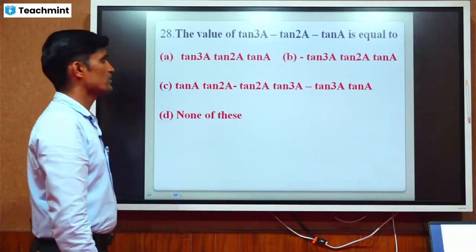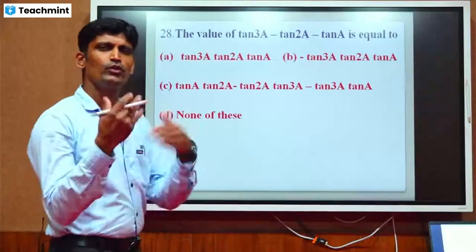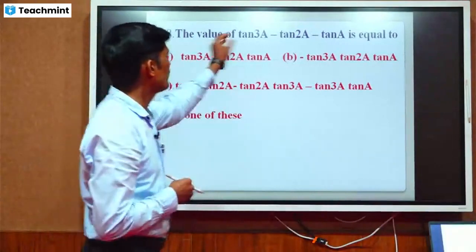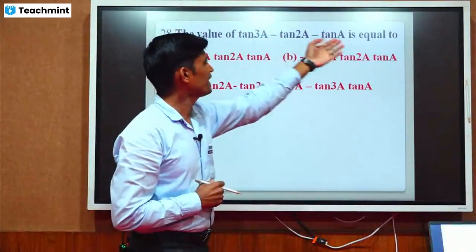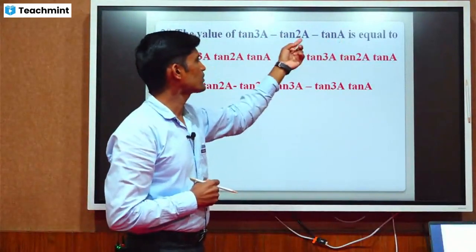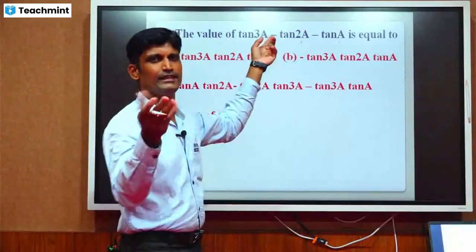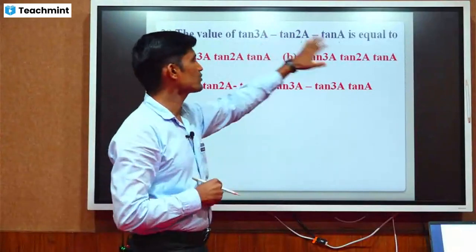Here we have the options. In this type of problems, normally we go for trial and error method. We substitute the values for a, 2a and 3a. But here, if you take a equal to 30 degree, then this becomes 60 degree, this becomes 90 degree, tan 90 is not defined. Therefore, that substitution is not possible.